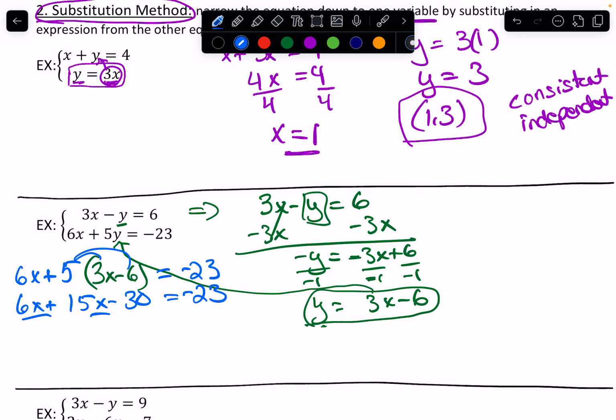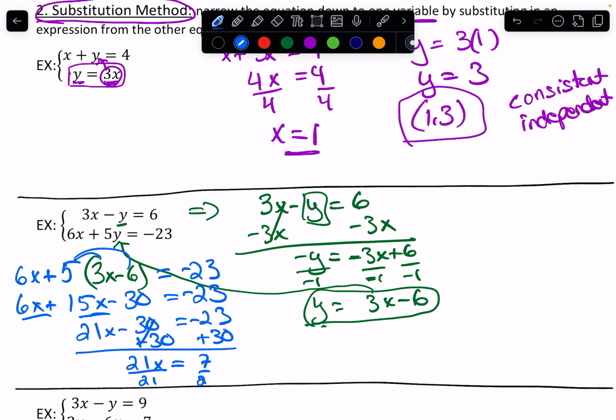6x and 15x are like terms, so we can combine those. We get 21x minus 30 equals negative 23. We can add 30 to both sides. 21x equals 7. And then we're going to divide by 21. So x is going to be 7 over 21. That simplifies to 1/3. We can divide both by 7 to get 1/3.